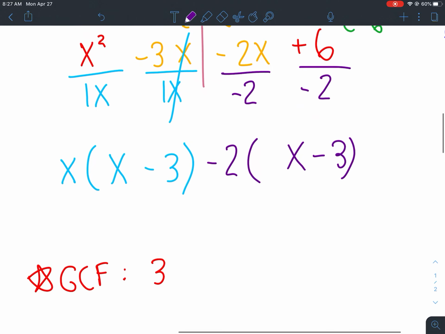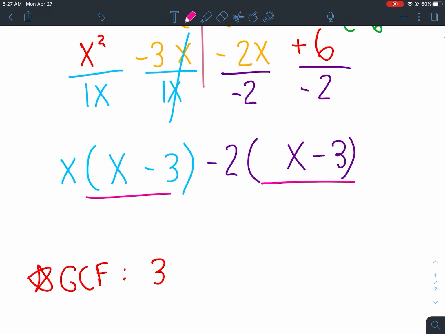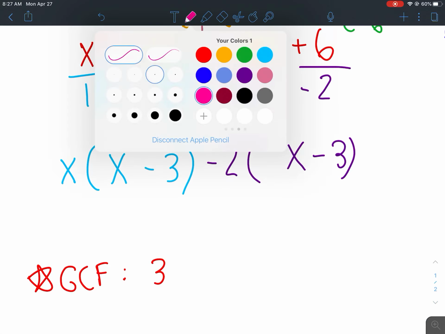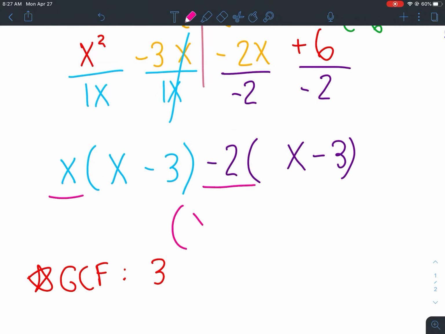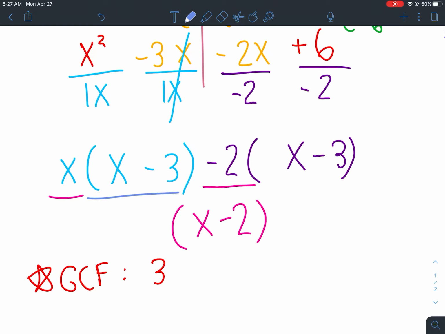When you get to this step, you want to make sure that your parentheses match each other, and they do. And they should always match each other without you having to force them to match. So once we have them matching, we know that we did that step correctly. So then you're going to put your 2 GCFs in one set of parentheses. And then you're going to put the matching set next to it. So you have x minus 3.